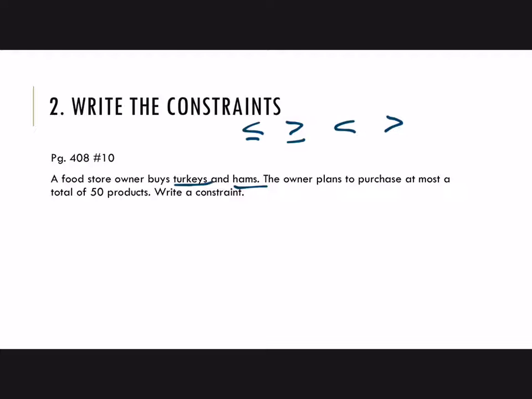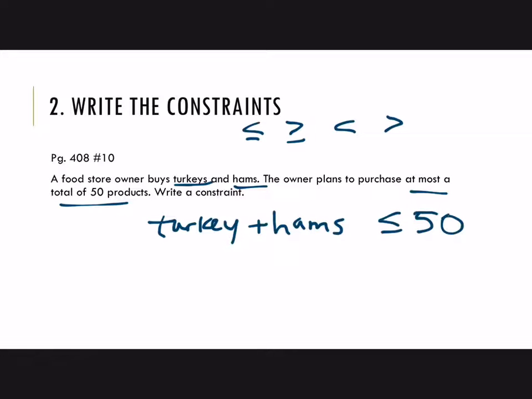Alright, so we have two things here that are involved. We have turkeys and we have hams, and we have at most a total of 50 products. So basically all together the turkeys and the hams should be at most 50 of them. Well, at most is one of those key phrases that indicates an inequality. So we would have turkeys plus hams is less than or equal to 50. And then what I really just need to do here is use variables instead of turkey and ham. So I'm going to use x and y.